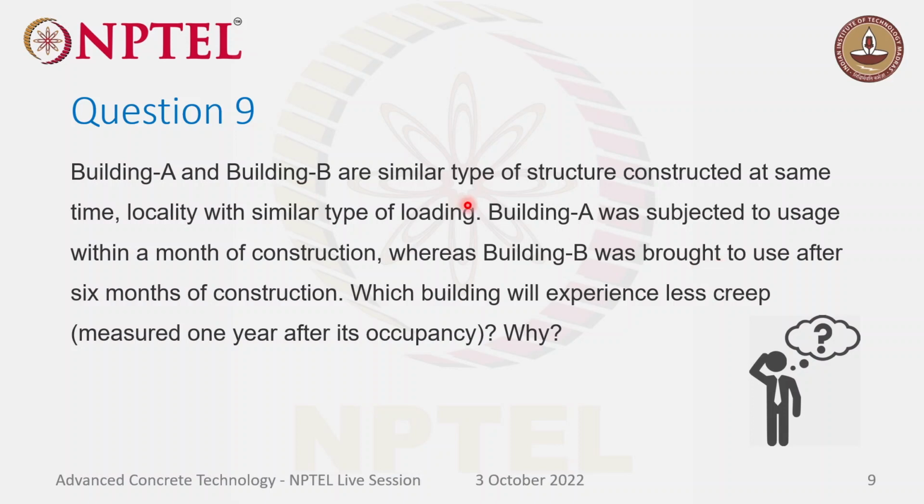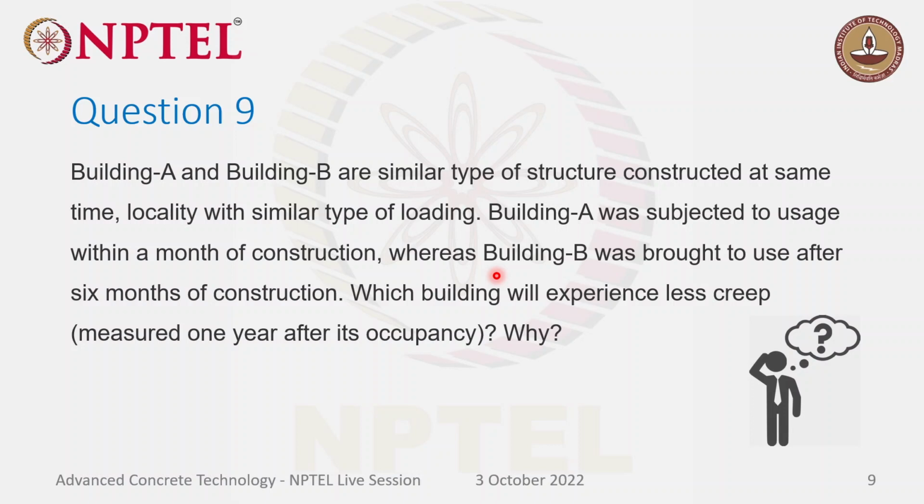No. The only difference is that building A was subjected to usage within a month of construction, whereas building B was brought to use after 6 months of construction. Which building will experience less creep? We are not going to measure just after a year of construction. Here we have mentioned it very clearly: measured 1 year after its occupancy.